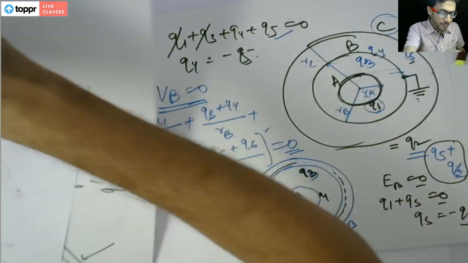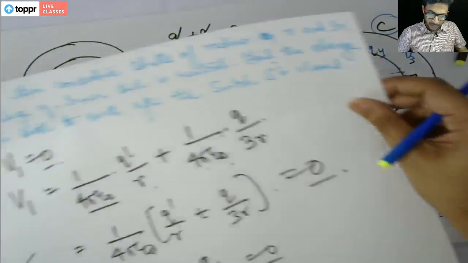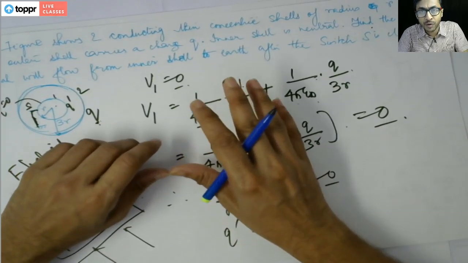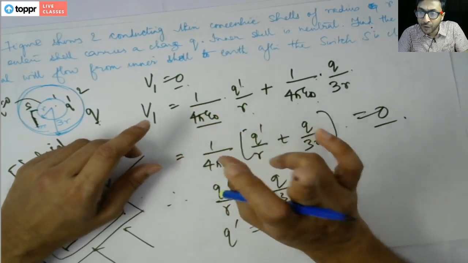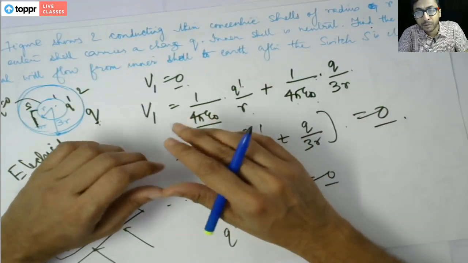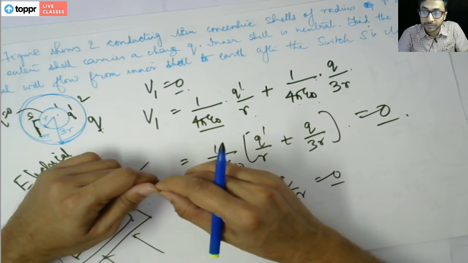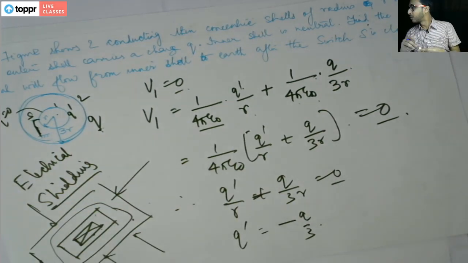This kind of similar problem will come in the joint entrance, right? Gauss's law is one of the difficult topics, but if you understand these concepts, you will be able to solve the problems. Okay, thank you for today. Any more questions? No more questions?